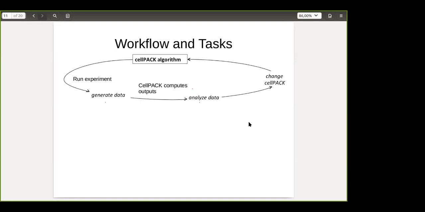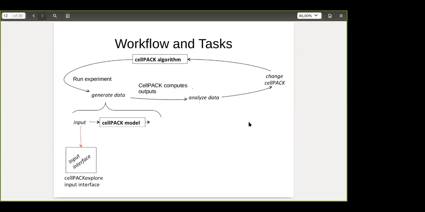Then, when they analyze the data, they either know that they have a correct algorithm or they go and change the CellPack algorithm. They analyze the data by comparing it to domain knowledge, data from publications, or pictures they have from the microscope. The goal of this project was to support the developers in exactly that workflow.